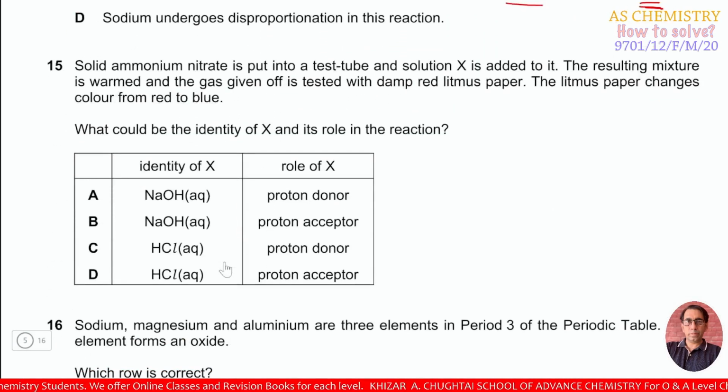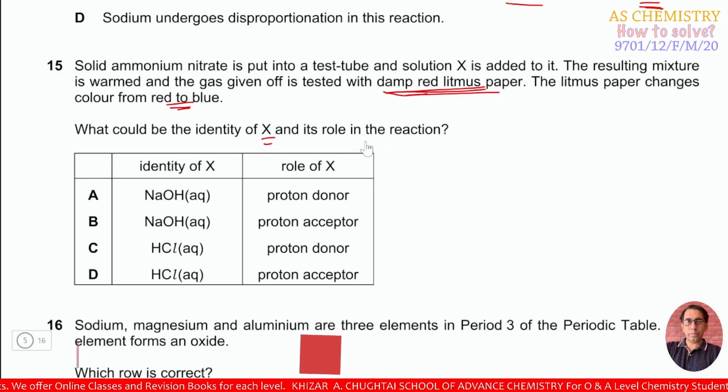Question number 15. Solid ammonium nitrate is put into a test tube and solution X is added to it. The resulting mixture is heated. The gas given off is tested with damp red litmus paper. You know, damp red litmus paper is used to test the gas that is usually, as far as our syllabus is concerned, ammonia gas. The litmus paper changes color from red to blue. What could be the identity of X and its role in the reaction?